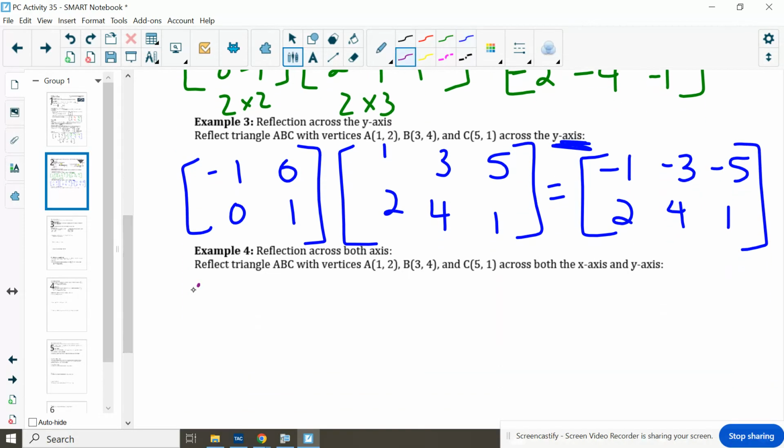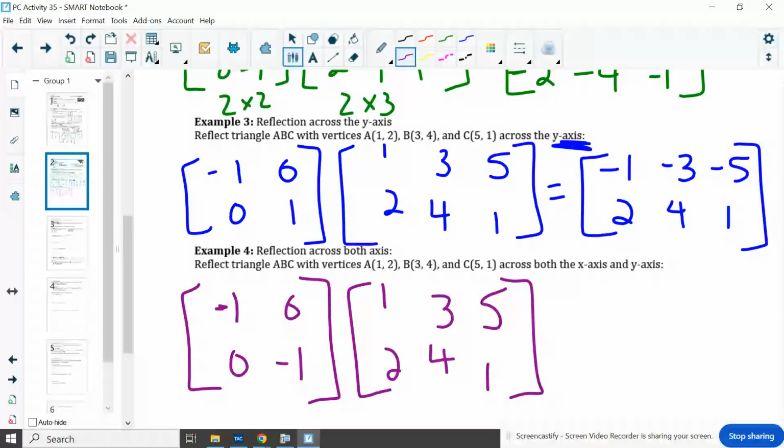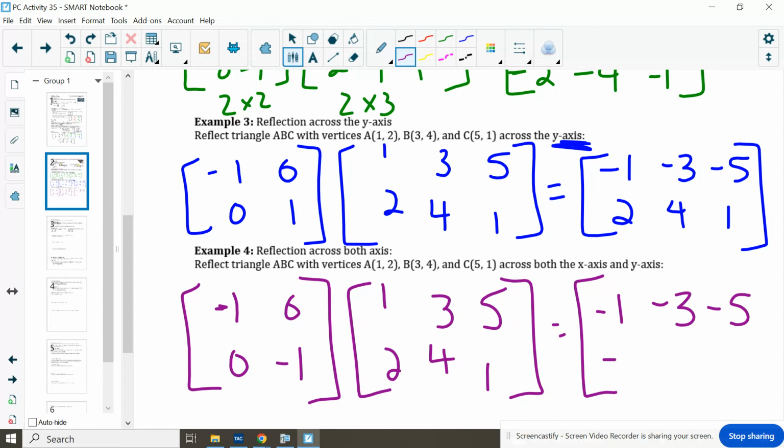Now, reflection across both axes would end up having both our x and our y changing, so we would actually have the -1 in both spots. And again, as we set up our column matrix, when you multiply this out, everything actually ends up changing signs to show that reflection over both axes, or sometimes you see that called a rotation of 180 degrees.